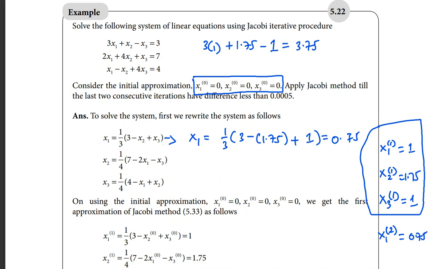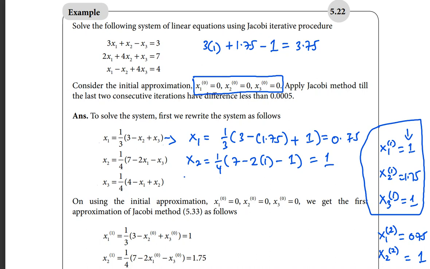So let's do the same for x2. For x2 you are going to have 1 over 4 multiplying 7 minus 2x1. For x1 we are going to use this one, which is 1, minus x3, which is 1. So we have 1 over 4 multiplying 7 minus 2 multiplying 1 minus 1. This will give us a value of 1. So the second approximation for x2 will be 1.